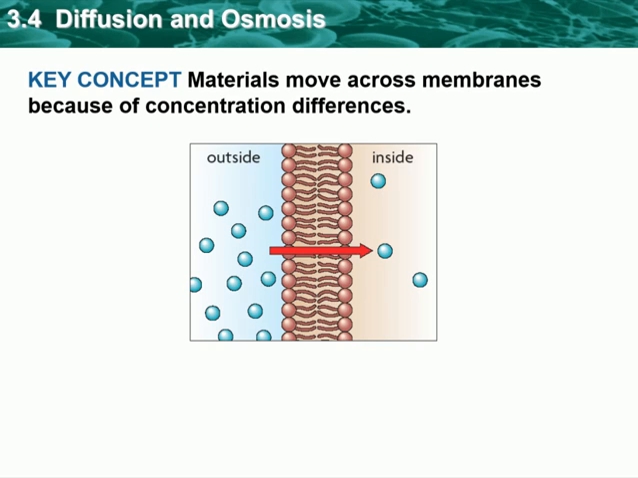This has been Chapter 3, Section 4, Diffusion and Osmosis. Key concept: materials move across membranes because of concentration differences. Main ideas: diffusion and osmosis are types of passive transport, and some molecules diffuse through membrane proteins.